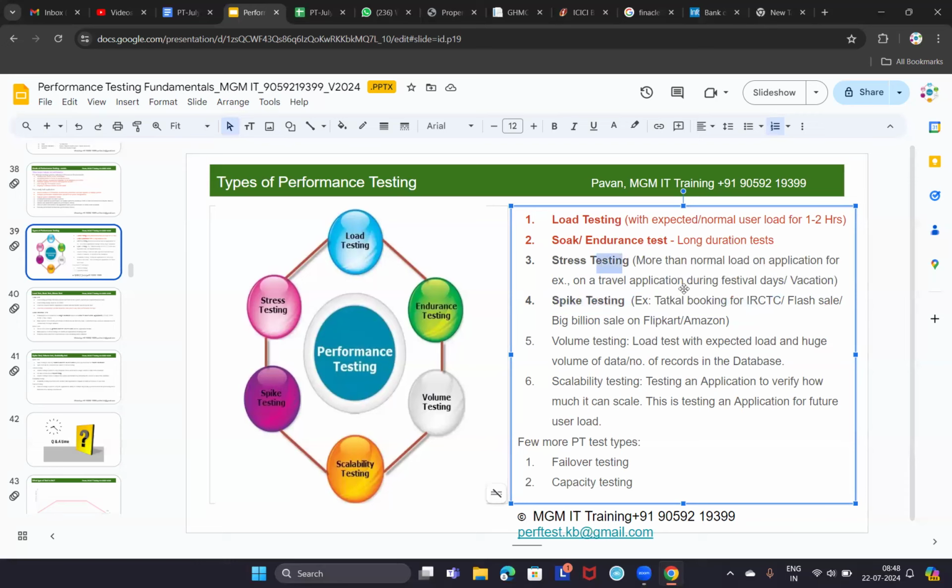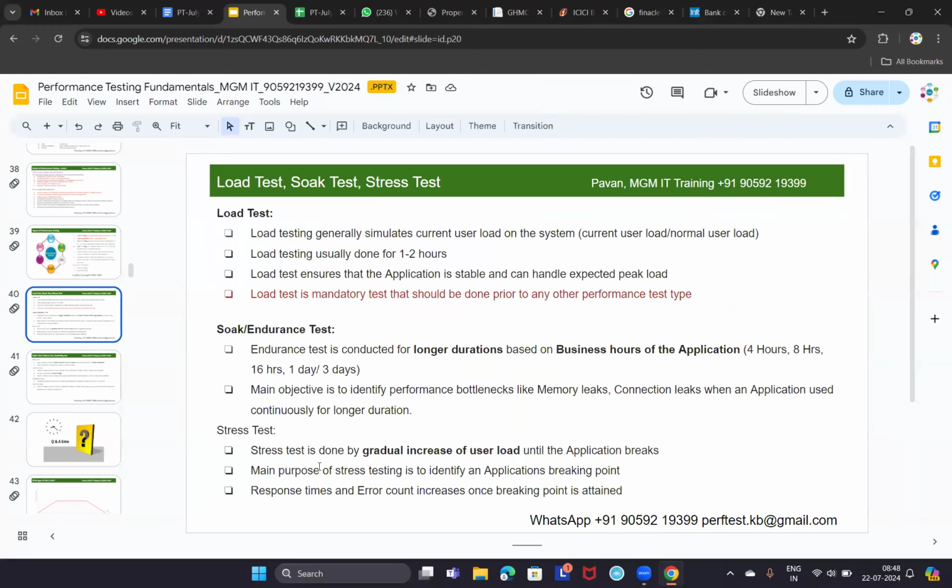So stress testing: travel apps will be having more load whenever there is a festival or a vacation, isn't it? Those applications require stress testing, right? And IRCTC requires both stress and spike also, because it is a travel application and it is also having something called Tatkal booking. So IRCTC requires load testing first, and then soak testing, and then stress, and then spike also, isn't it? Clear, guys?